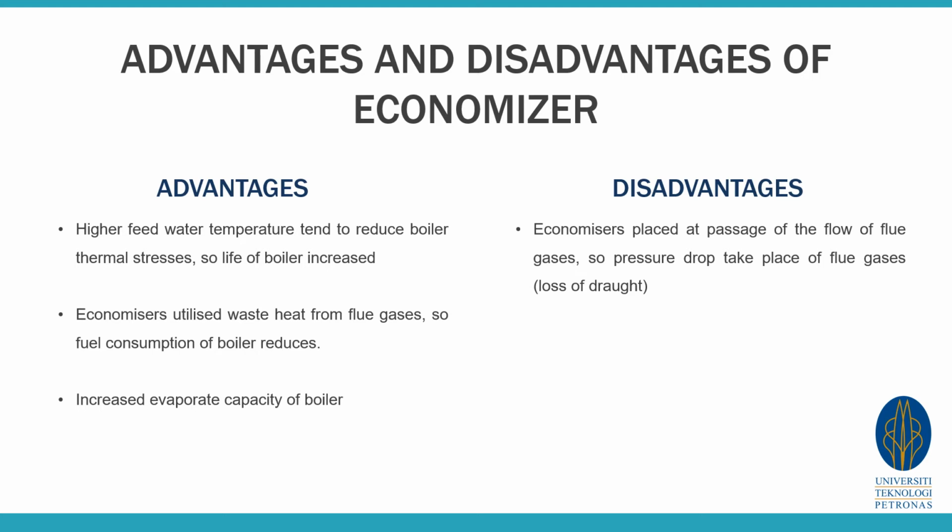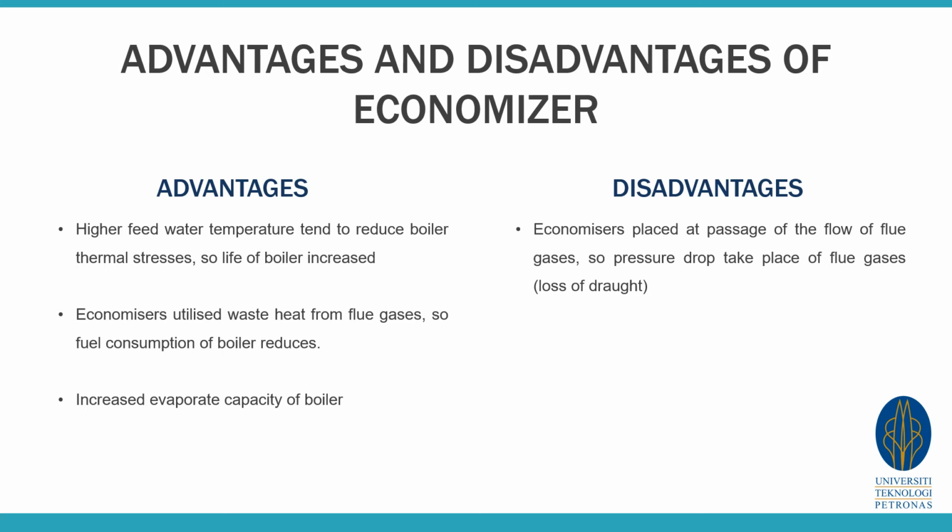An economizer has many benefits. Firstly, it can increase the lifespan of the boiler by reducing the thermal stress on the boiler, as the high temperature water will be fed into it. Second, it can reduce the fuel consumption of the boiler as it utilizes waste heat from flue gases. And lastly, it also increases the evaporation capacity of the boiler.